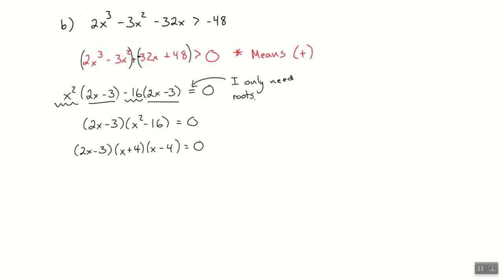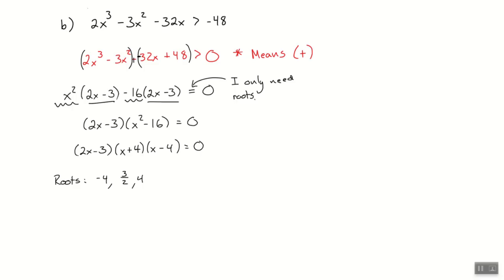I'm not going to show the work. Can you guys tell me the roots? So negative 4, 3 halves, and 4. And I don't really care the order that you wrote them. I just wrote them sequentially so that when I put them on the number line here in a second, I put them in the right order. If you mess up the order on your number line, but everything else goes well, you're still going to get the problem wrong. It's an easy mistake to make, easy mistake to fix.